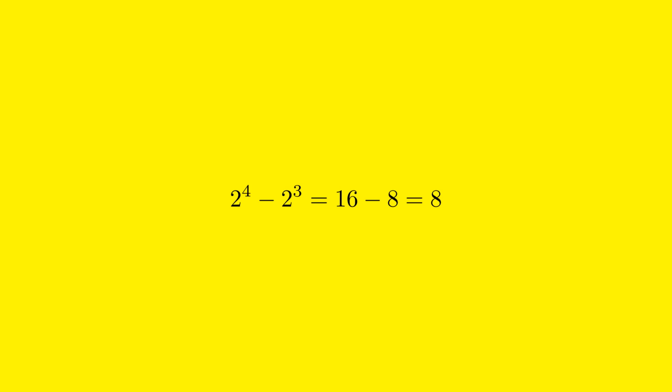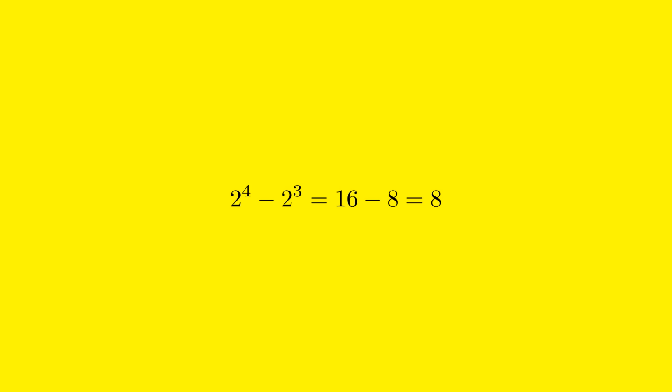To simplify the expression 16 minus 8, we perform basic subtraction. Subtraction is the process of finding the difference between two numbers. In this case, we need to find the difference between 16 and 8. When we subtract 8 from 16, we do this by moving 8 units back from 16. Counting backwards from 16, we get 15, 14, 13, 12, 11, 10, 9, and finally 8 units back lands us at 8. Therefore, 16 minus 8 equals 8.